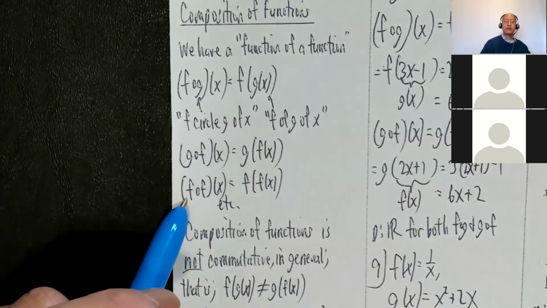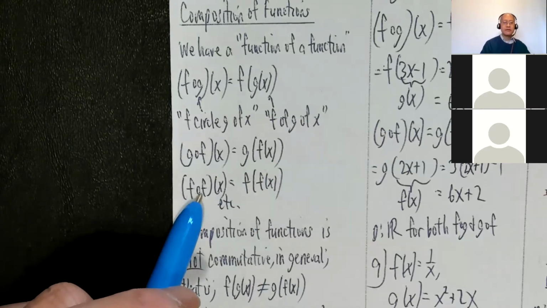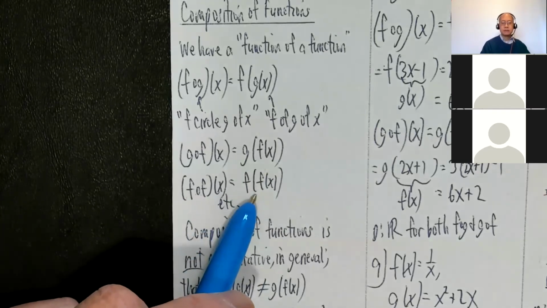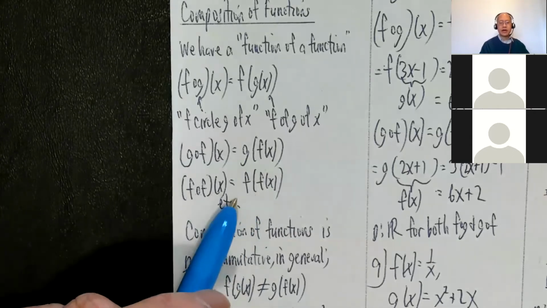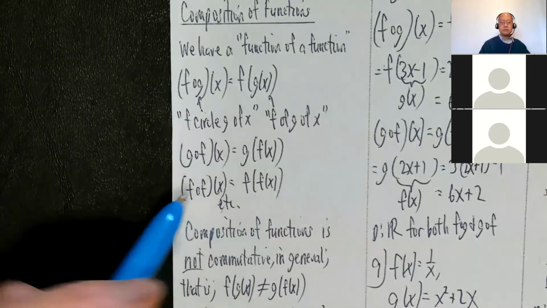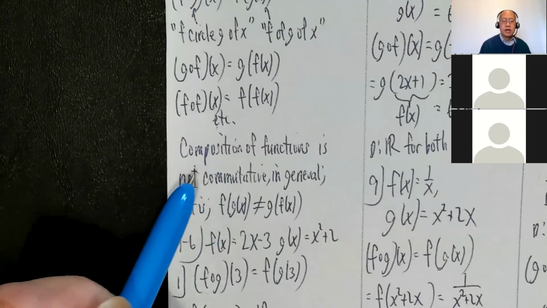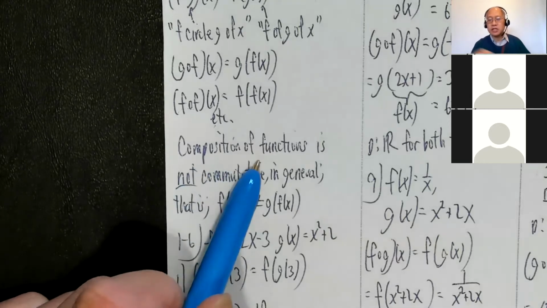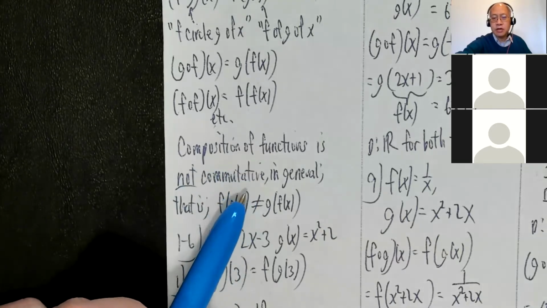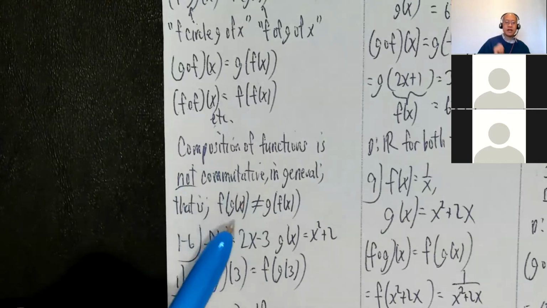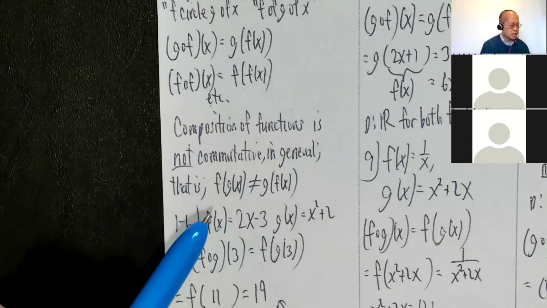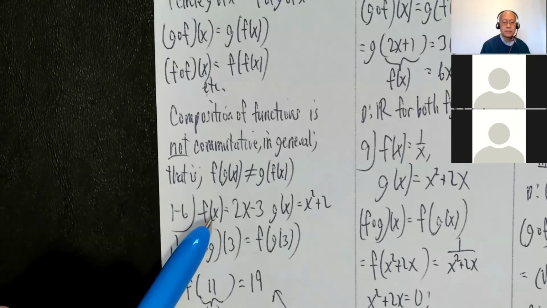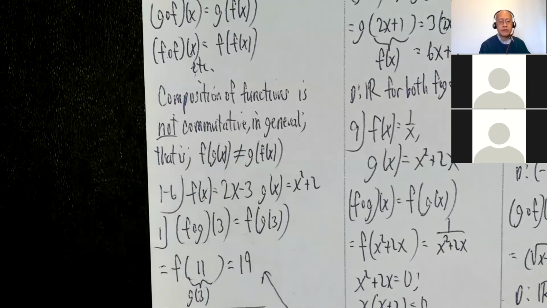You're allowed to compose f with itself. So f circle f means f of f of x, and so on. You could have g circle g, g of g of x. Can I just mention quickly, composition of functions in general is not commutative. That means f of g of x is not necessarily the same as g of f of x. Sometimes it might be, but quite often it's not. And we can see that right away if I show you some examples.